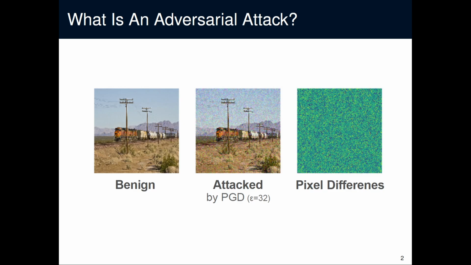And on the right-hand side here, we see the actual pixel difference between the attacked and the benign image. We can see there's been many pixels modified. However, when a human looks at this middle image, we still see the train essentially. Something very different from what the model's actually seeing.